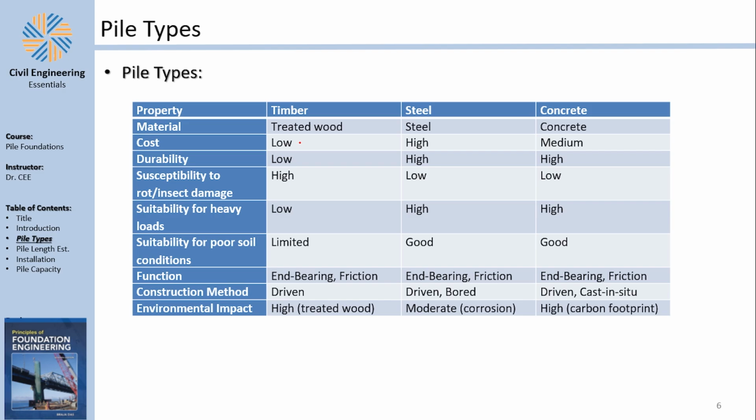Environmental impact, well, this is where I am not an expert. We shouldn't cut wood for piles, that's one thing, because of climate change. Steel also has an impact on climate because it corrodes. And concrete seems to have a high impact because of its carbon footprint. Once again, I took this from references. I am not a specialist in environmental impacts.